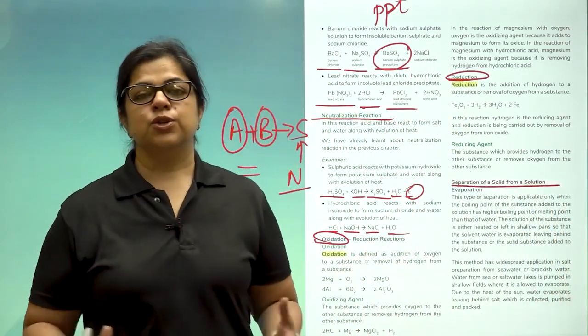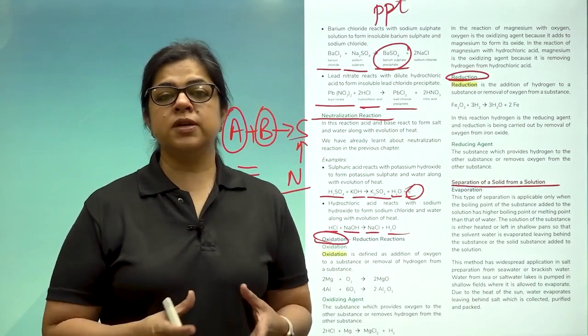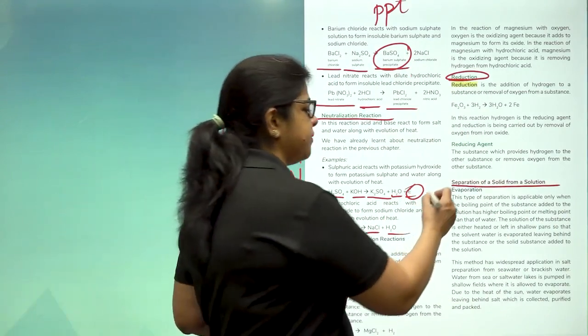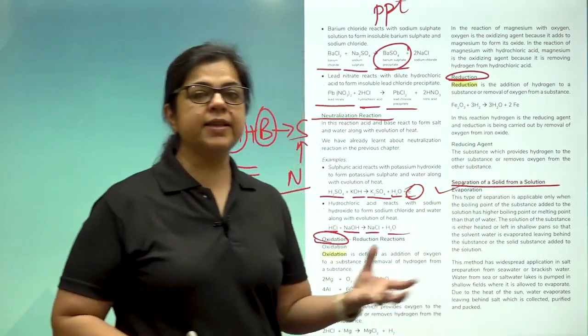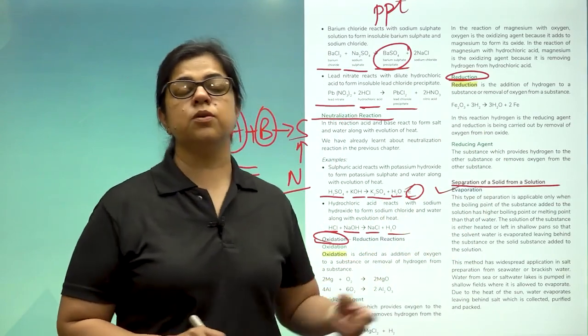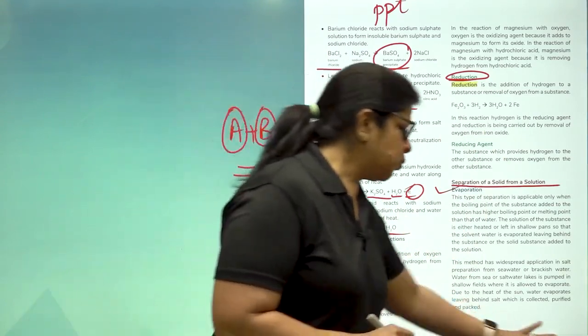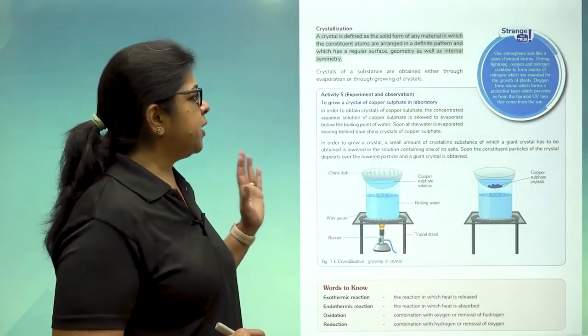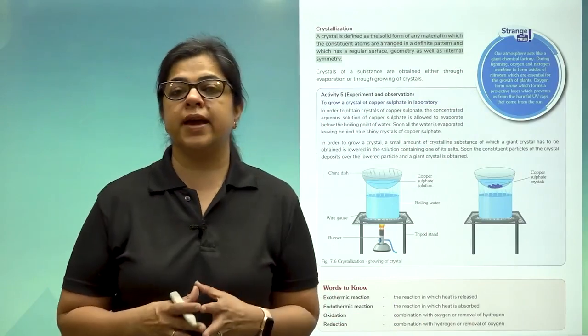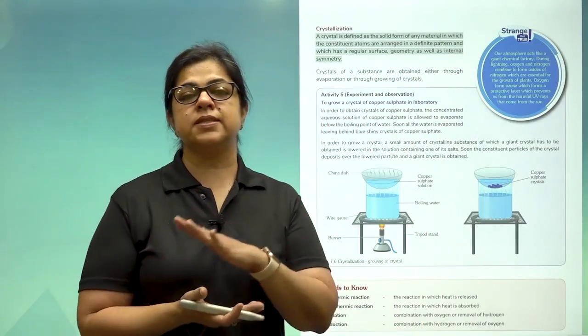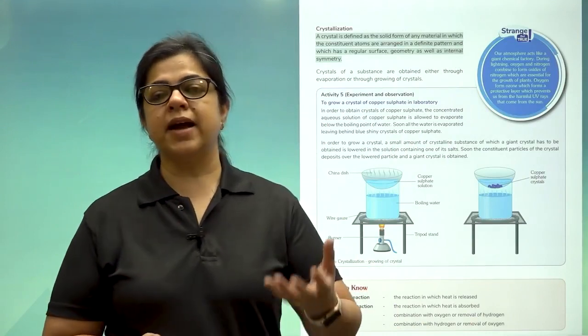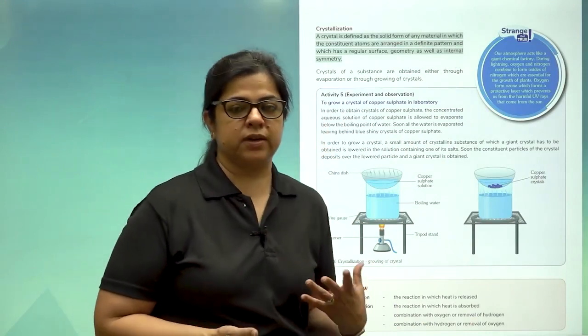So now children, having studied the different kinds of reactions, let us understand how a solid is separated from a solution. So the first and the most common example is evaporation. So when anything is mixed in water, what do you do? You begin to heat the solution. And when you heat the solution, what do you get? You get the substance at the bottom of the beaker and all the water is evaporated.